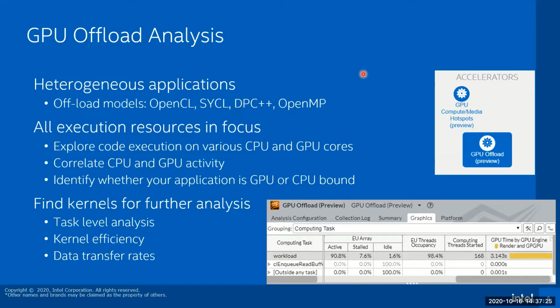The main goal in this analysis is to identify the efficiency on both sides, CPU and GPU, and to find out if a workload is GPU bound or CPU bound or both, and which kernel is better to focus on in order to try to increase the performance running on GPU. For CPU efficiency, of course, there are other analysis types to consider.